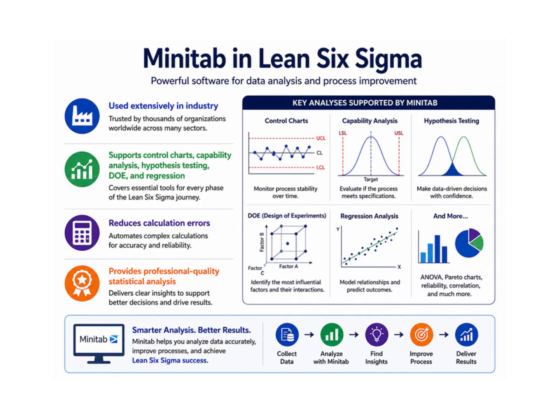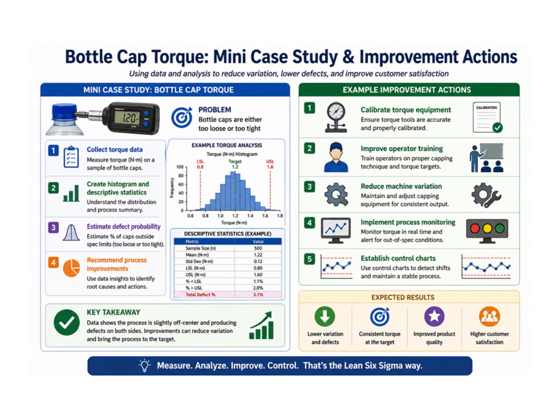Minitab supports the full range of methods we've been discussing, from control charts and capability analysis to hypothesis testing, DOE, and regression. It automates complex calculations, reduces the risk of error, and provides clear visual outputs that help teams make data-driven decisions. To get a sense of how Lean Six Sigma works in a real industrial setting, consider a bottle manufacturing company that discovers a quality issue.